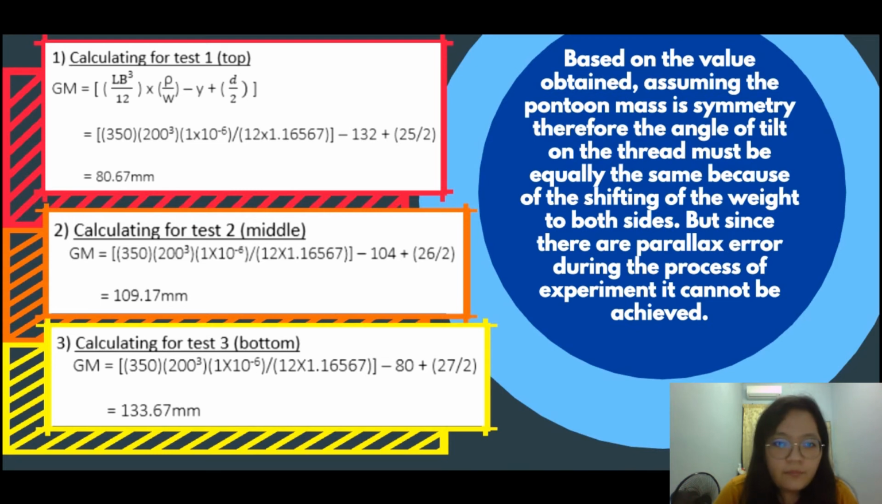Based on the value obtained, we are assuming that the bottom mass is symmetrical, therefore the angle of tilt on the thread must be equally the same because of the shifting of the weight to both sides. But since there was some parallax error during the experiment, it cannot be achieved and causes the deviation to occur. We will state the improvement or recommendation in the conclusion.